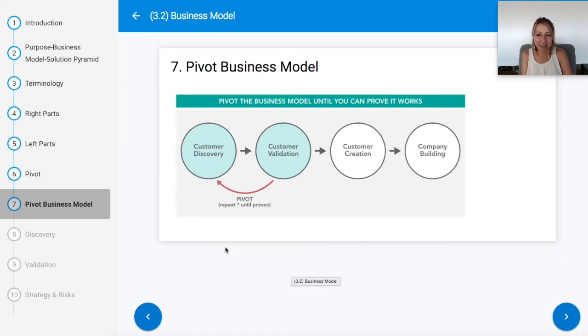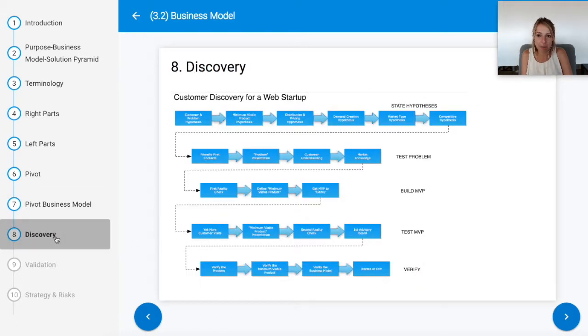Doing, learning, and if I'm right, I'm going to go out. If I'm not right, I'm going to go back. But this is a process of continuous learning, and as well a process of discovery. For instance, you have here an example of a web startup. They state some hypotheses. They test the problem. They build an MVP. It could be a landing page or something.